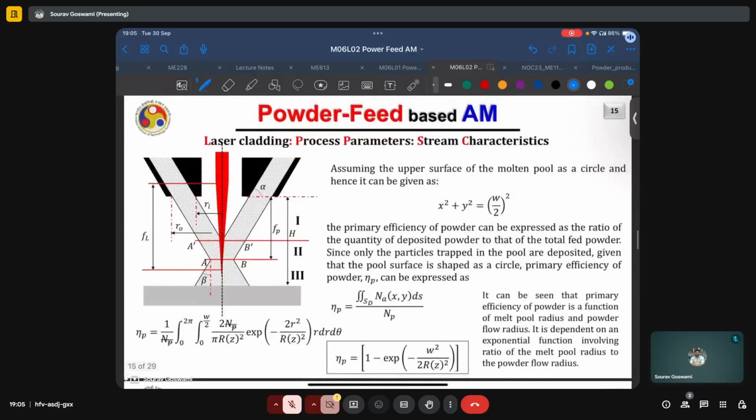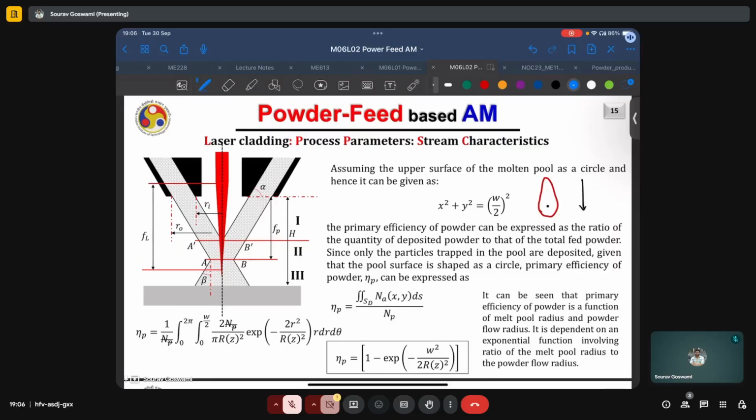Now, assuming that the upper surface of the molten pool is a circle, it can be simplified as x square plus y square equals w by 2 square, where w is the width of the bead. As we have discussed, typically your melt pool has an elongated shape. If the center of the laser beam is denoted by this black dot here, then because of the direction of travel, it will have an elongated tail and a smaller head.